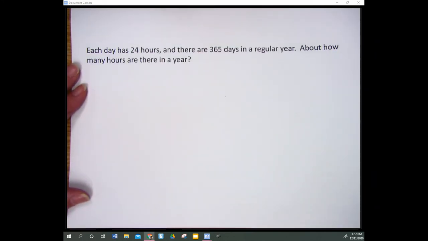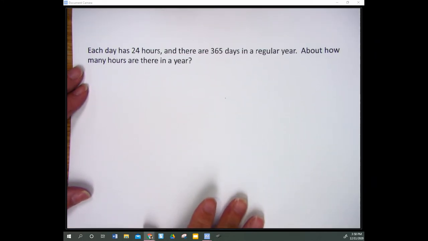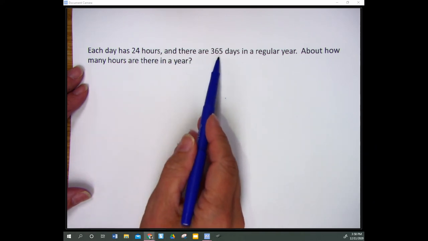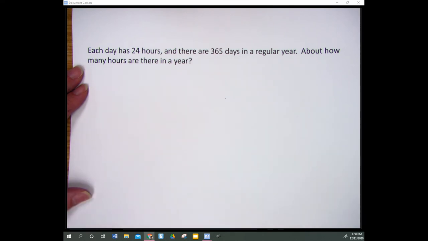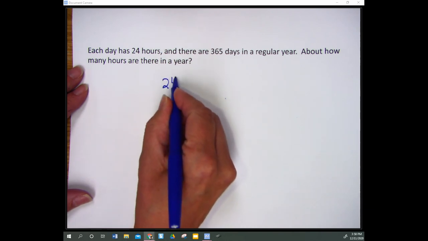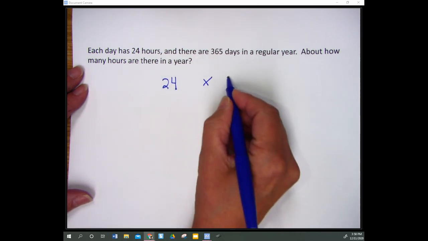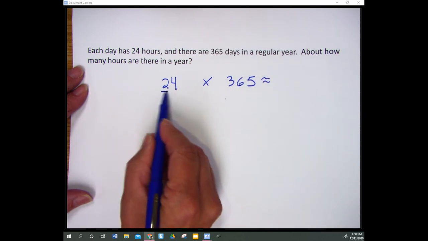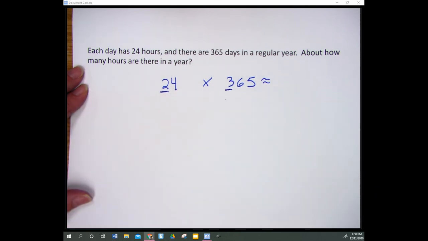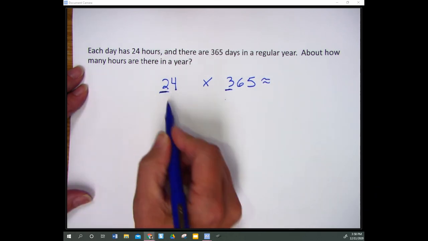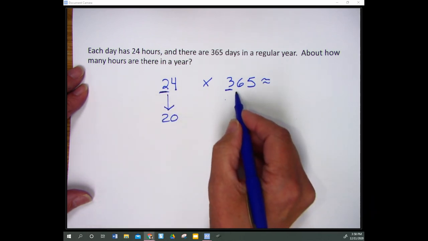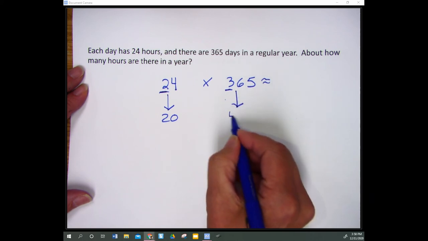All right, we have just a few story problems here, and these are all estimates, so we are still estimating. Each day has 24 hours, and there are 365 days in a regular year. About how many hours are there in a year? Okay, so we have 24 hours times 365 days. Now, if I'm estimating, I want to round to the greatest place value column. So I'm rounding to the nearest 10 for 24. That would round to 20. For 365, I'm rounding to the nearest 100. That would round to 400.